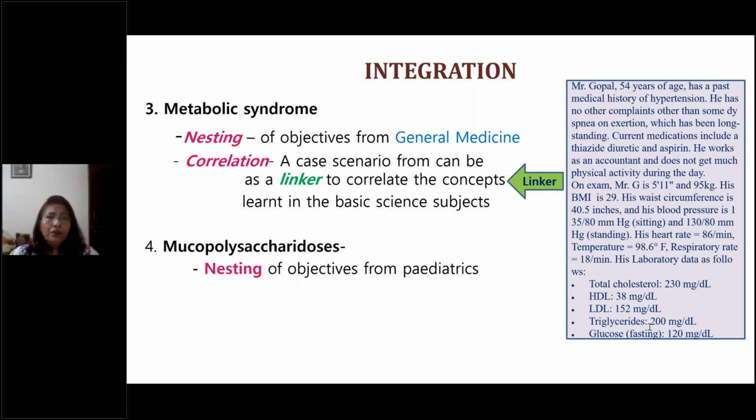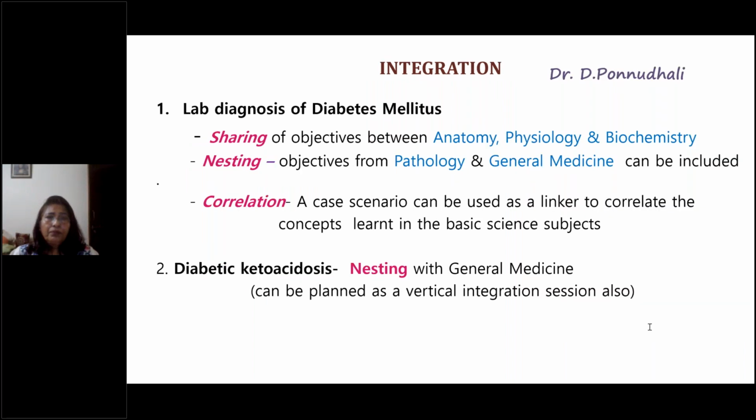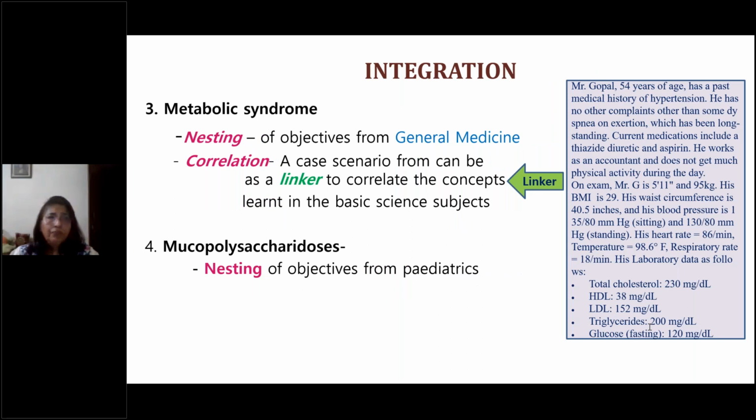Next topic is metabolic syndrome. Here nesting of objectives from general medicine can be included, and correlation can be done using a case scenario which can act as a linker to correlate the concepts learned. I have given a case scenario here. I'm not going through the details.